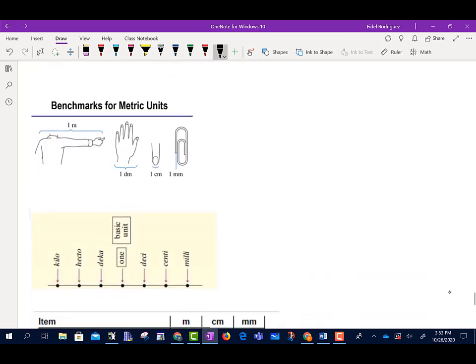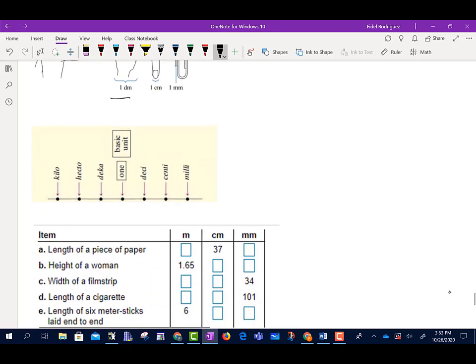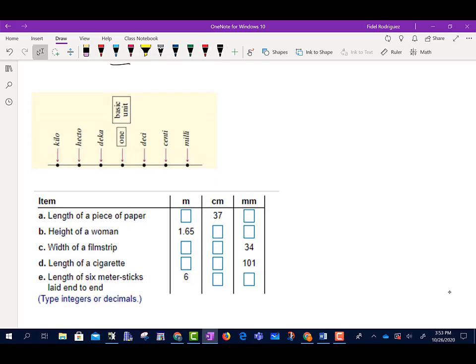Okay, and so here we have some benchmarks for metric units. A meter is about from one shoulder all the way out to the end of your finger when you have your arm extended. A decimeter would be about the width of your hand. A centimeter looks like it's about the width of your fingernail, and a millimeter is about the thickness of a paperclip. Okay, so I'm going to show you how to do some of these conversions, and this little table right here gives me a whole lot of information. I'm going to show you how to use this table.